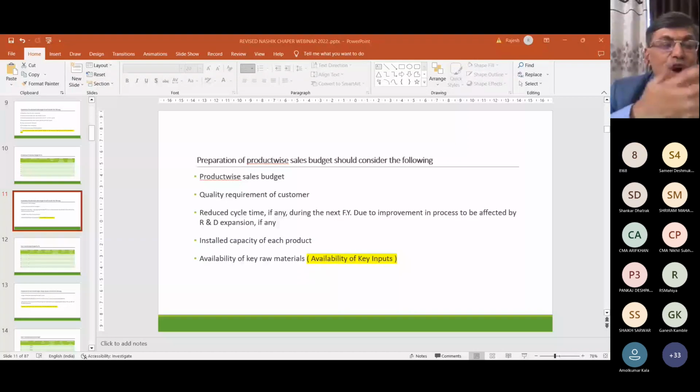And the installed capacity of each product, and naturally the availability of key inputs, including availability of key raw materials, also need to be considered at the time of this budget. Then the raw material usage budget. In the raw material usage budget, it will give the unit consumption for the product and production, and the unit usage quantity for the production. Now this unit consumption should be compared with the last year consumption and the last year usage quantity.